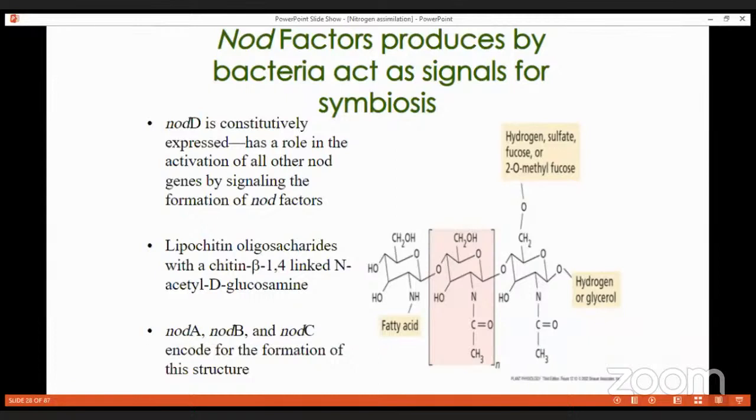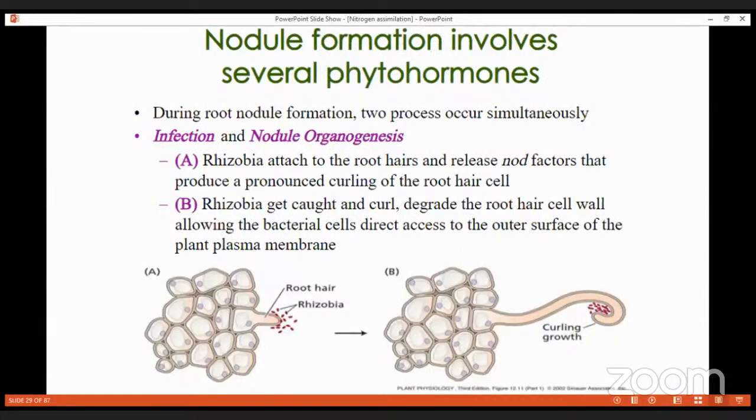So NodD is that signal. There, the lipochitin oligosaccharide with a chitin beta 1,4 linkage with the N-acetyl D-glucosamine acts as a signal for activating the nod factors. NodA, NodB, and NodC encode the formation of the structure of lipochitin molecules. So this molecule will go into the plant cell, and there the process will start.